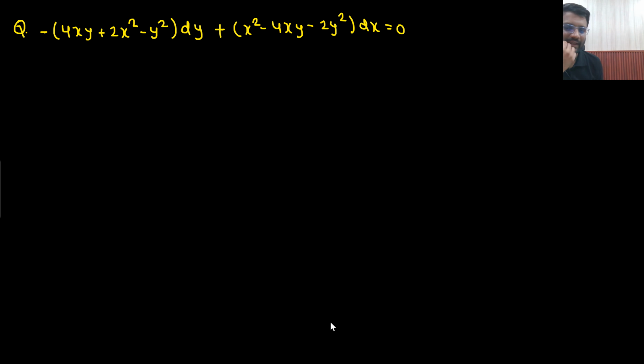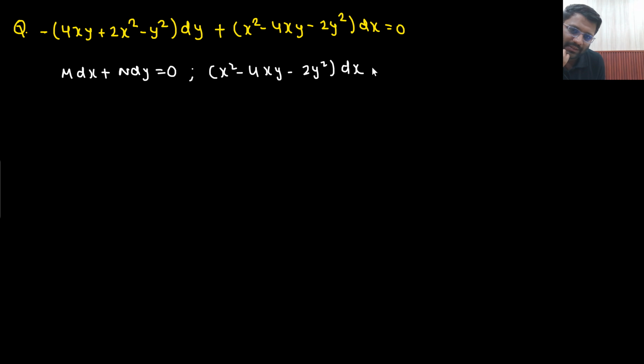Let's go to the next question. This question came in my examination hall. First of all, I will make the standard form M dx plus N dy. This is the standard form that I am supposed to make. So first I will write down x square minus 4xy minus 2y square dx plus N dy. This negative sign will go inside. So what you will be getting is minus 4xy minus 2x square plus y square dy.